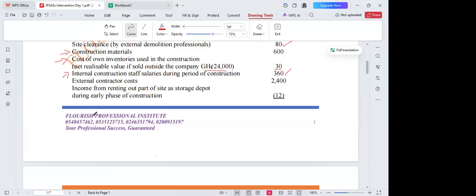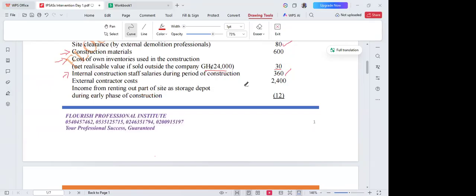And the next one we have here is income from renting out part of the site as a storage depot during the early phase of construction. We had an income of 12. Should we consider this? No. Okay, Kwesi, your hand was up. Why are you saying no? I think it's not part of the construction cost. Okay.